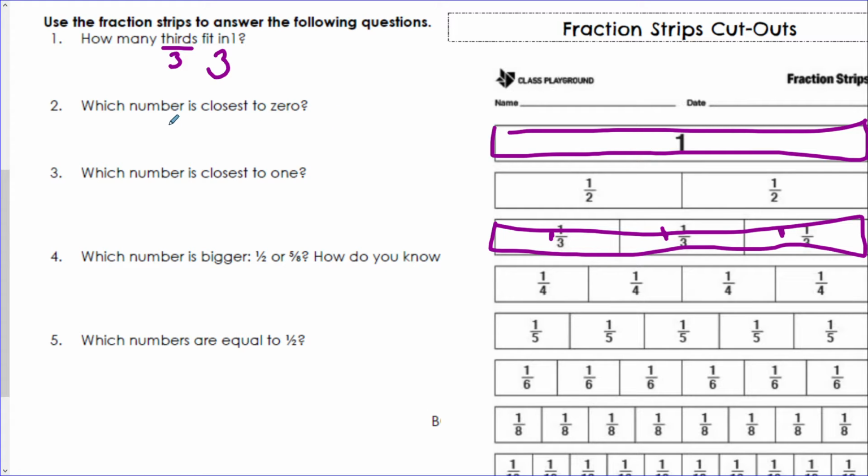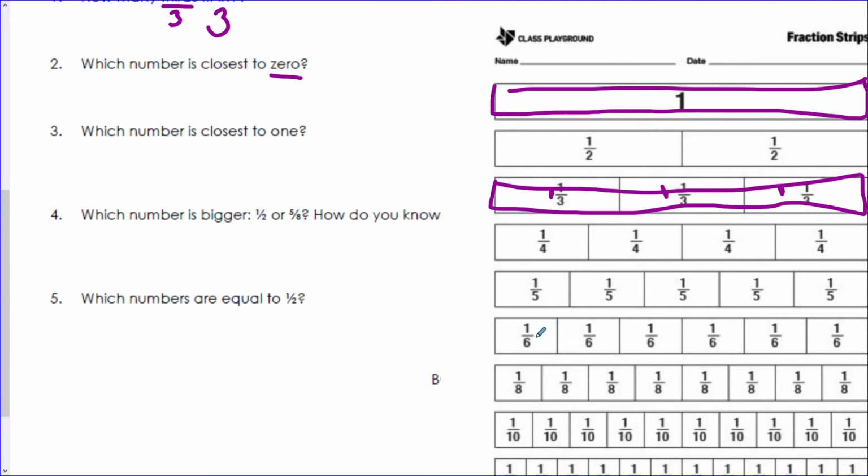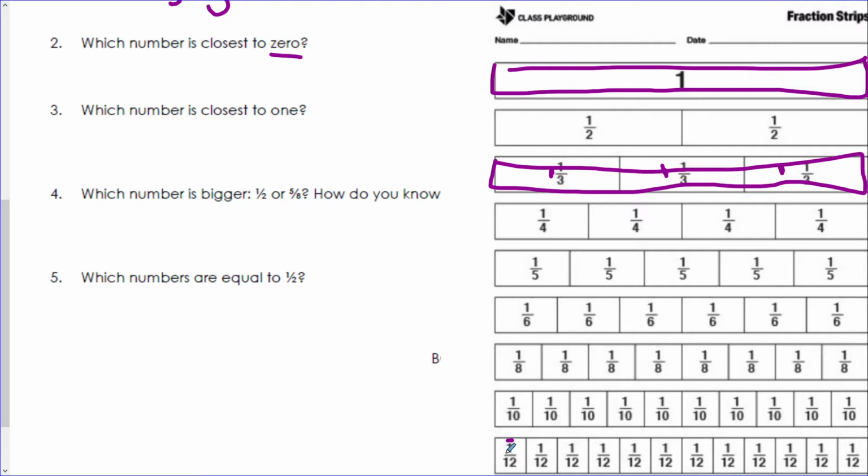Which number is closest to 0? Well, 0 is nothing, so I want the smallest one I can find. So no, that's not very small. But if I notice something, it gets smaller. Each piece gets smaller as I go down. So if it's closest to 0, I want the smallest piece possible. So the smallest piece possible, right here. Smallest piece possible is down here at the bottom, 1/12.